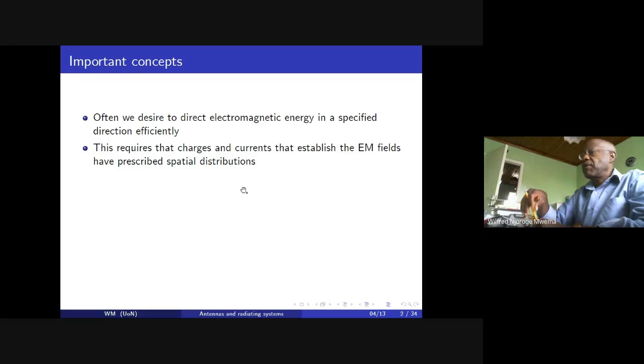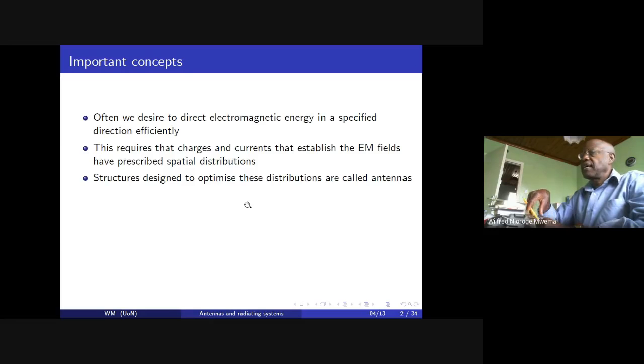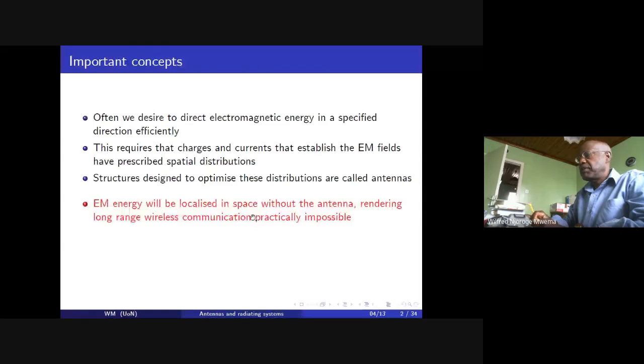So therefore, this will require that the charges and the currents that establish the EM fields have prescribed spatial distributions. We recall that when we started this course in the last semester, we said that the actual source of electromagnetic waves is the charges and the currents that are moving in space in a given distribution. So structures that are designed to optimize these distributions will be called antennas. EM energy will be localized in space without the antenna, and this renders long-range wireless communication practically impossible.